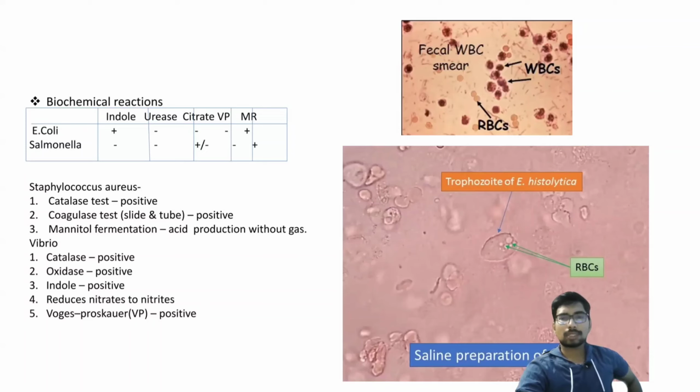This is a trophozoite in a stool sample showing Entamoeba histolytica and RBCs. This is a stool sample fecal WBC smear, and a few RBCs and WBCs are there.